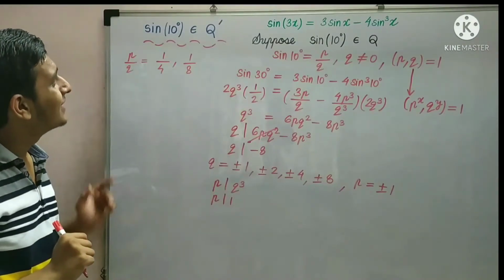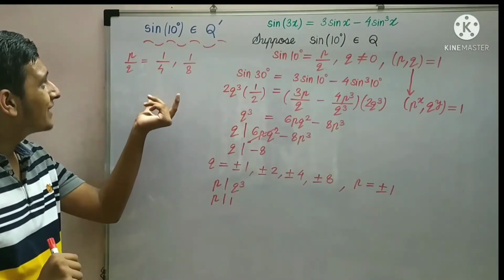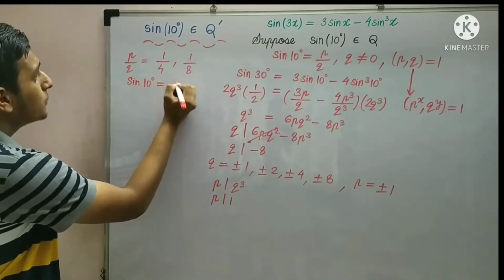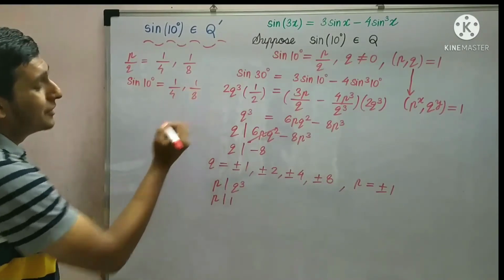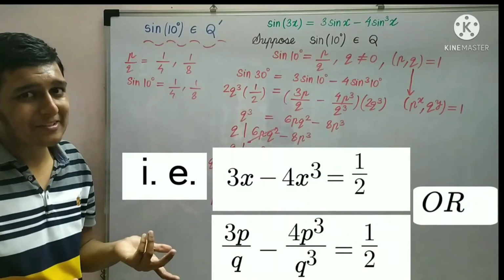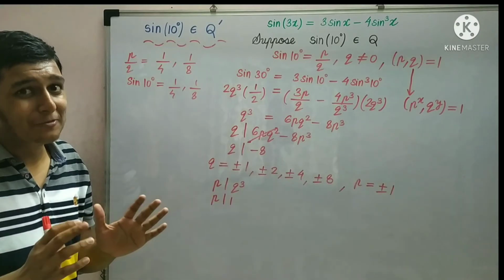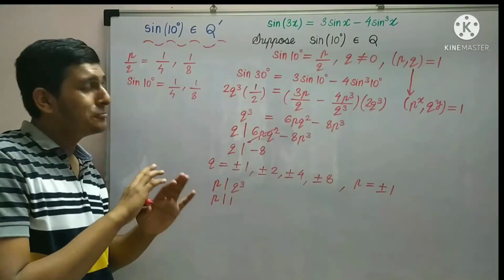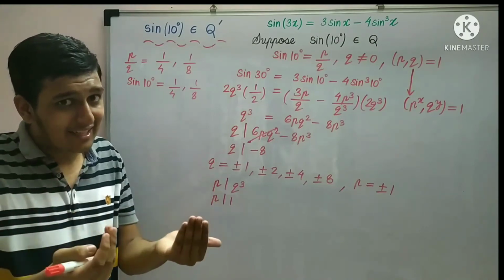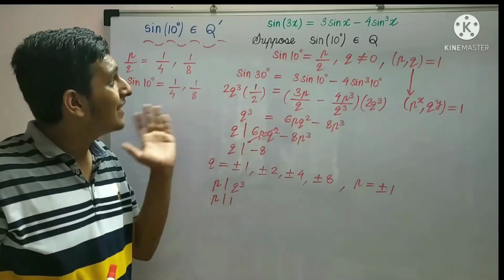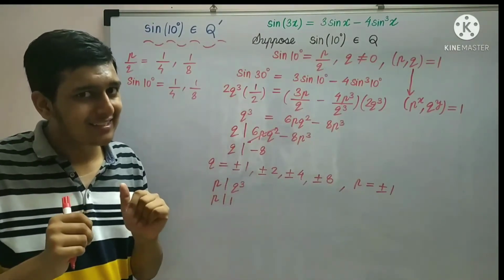ideally speaking. But sadly, if you plug in sine 10 degree equal to 1 over 4 and 1 over 8, none of these values satisfy the first equation, which it ideally should. This is a contradiction, the result of our initial assumption that sine 10 degree is a rational number. Therefore, we conclude that sine 10 degree belongs to the set of irrationals.